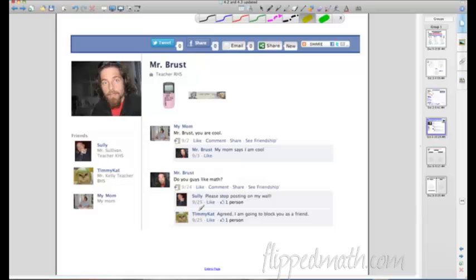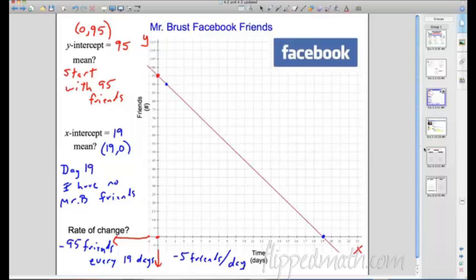I posted on Mr. Sullivan's wall, and I don't know if you know Mr. Kelly. Yeah, you guys know Mr. Kelly. He is actually Timmy Cat on a screen name. I put, do you guys like math? What did Mr. Sullivan write? Please stop posting on my wall. Wow. All right, Mr. Sullivan, thanks. Timmy Cat said, agreed, I'm going to block you as a friend. Awkward. That's a little embarrassing. Maybe that's why I'm losing friends. Unbelievable. I can't believe it. So that could be part of the reason why I'm losing friends on Facebook. I had to find some other math teachers to hang out with.